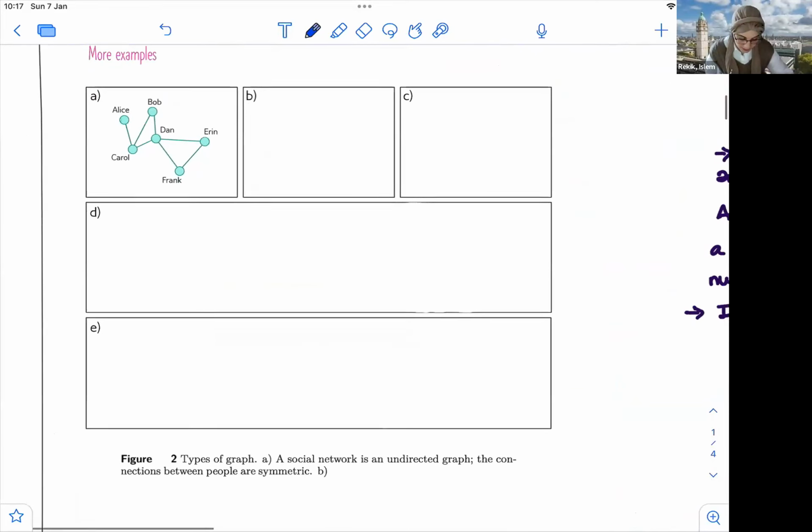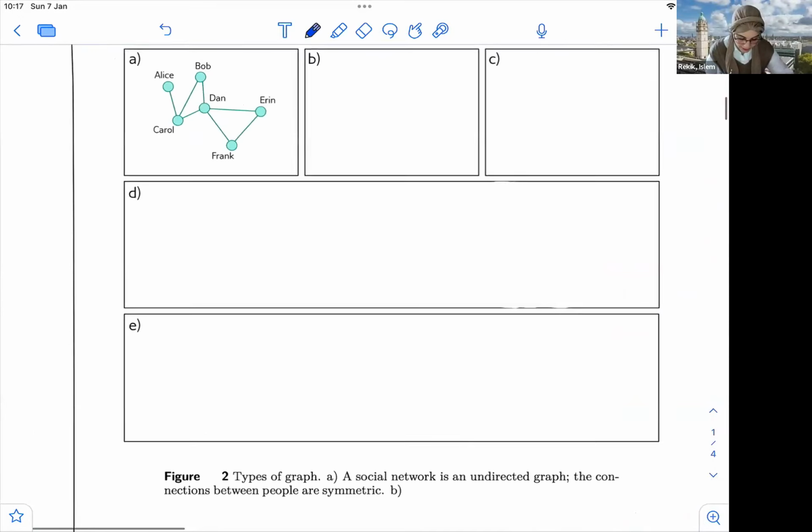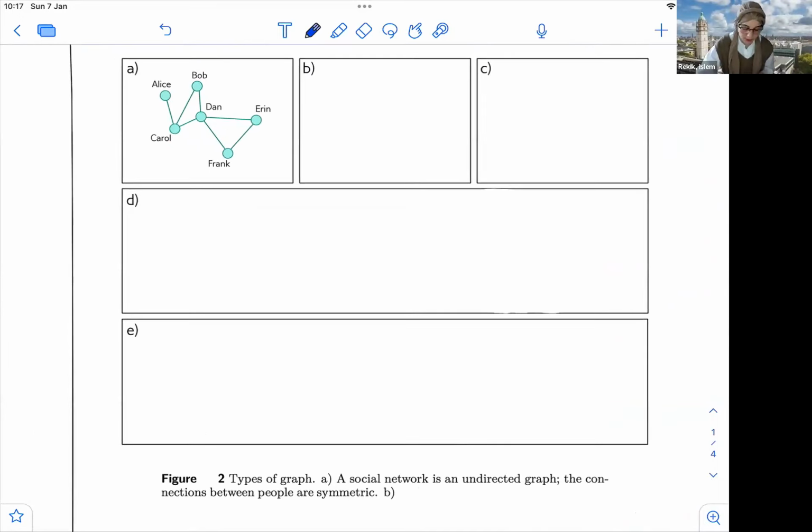There are various types of graphs. And the first one here is a social network. Here we can see a social network where you have different people, Alice, Bob, Carol, etc. And the interaction or the connection between them, you can see that they are symmetric. So there is no sense of directionality. If there is an edge here, it means Bob is connected to Carol and Carol is connected to Bob. So basically the relationship here is symmetric, and this is what we call an undirected graph.